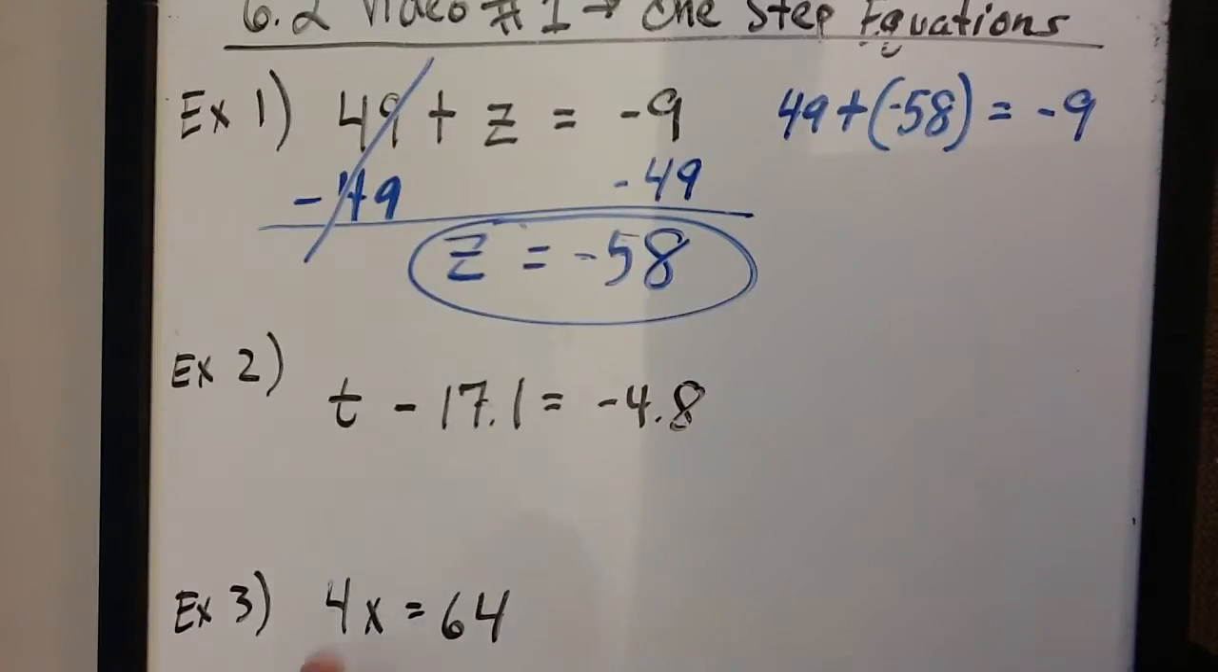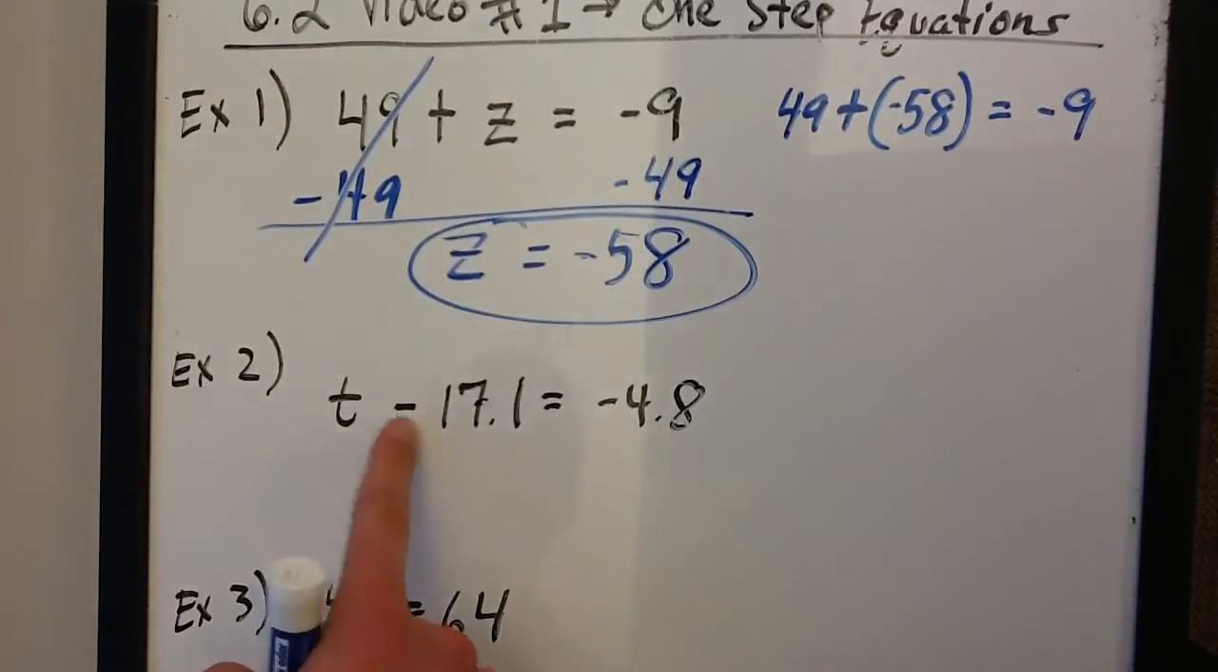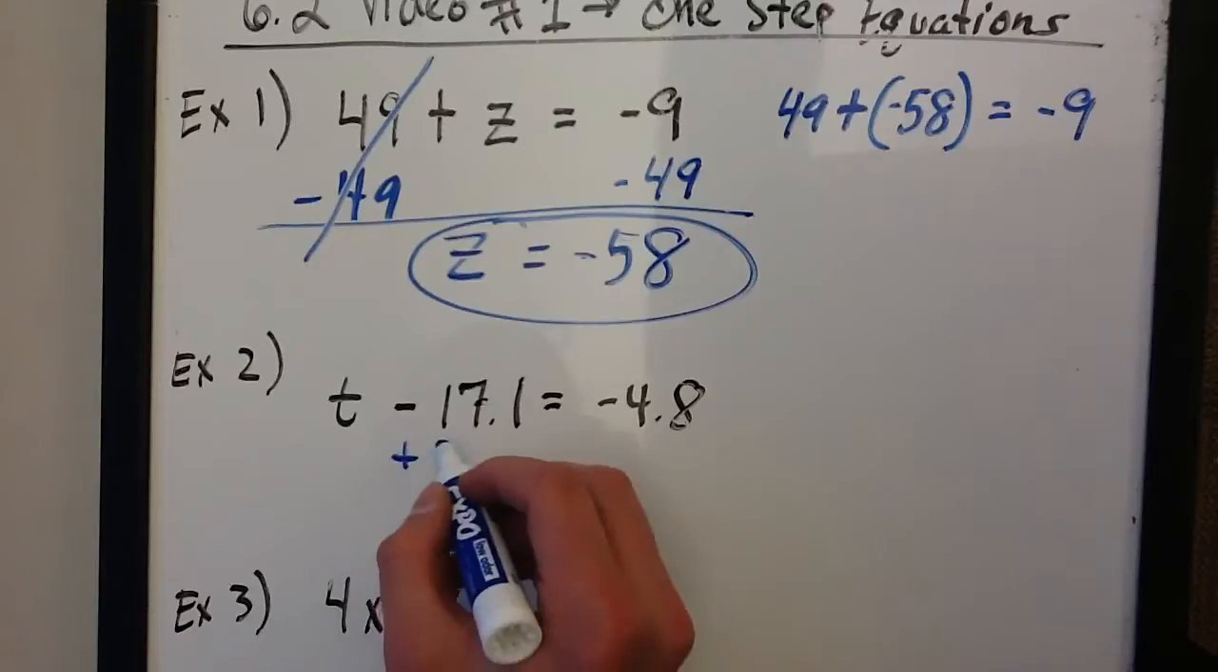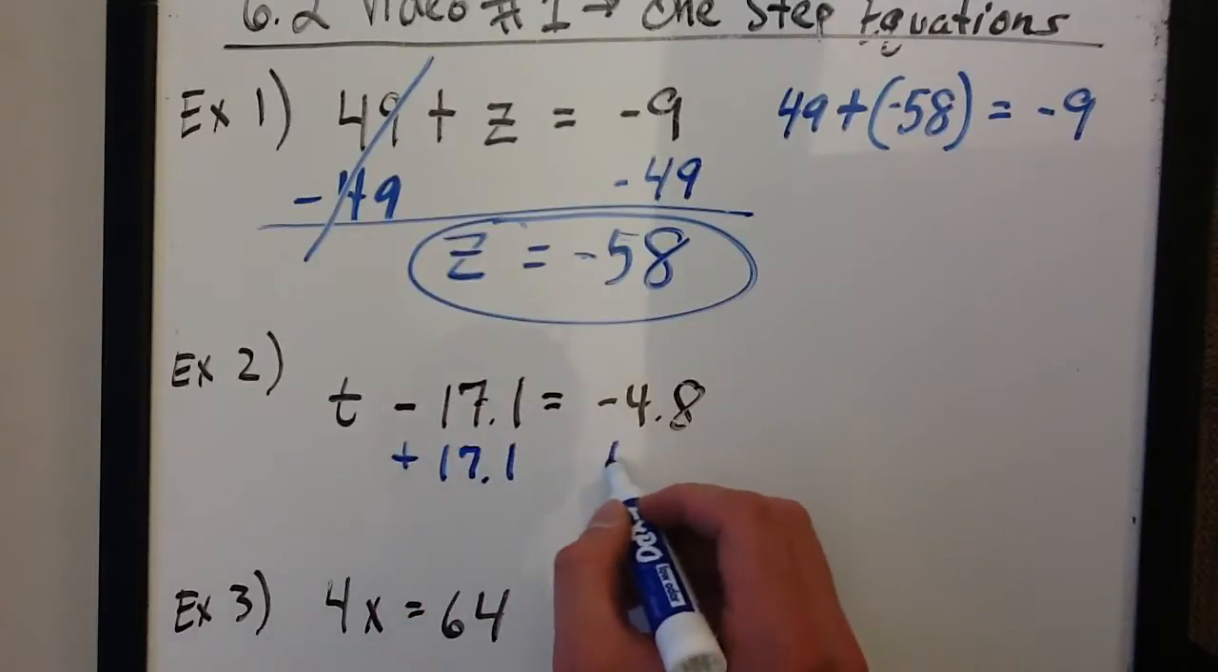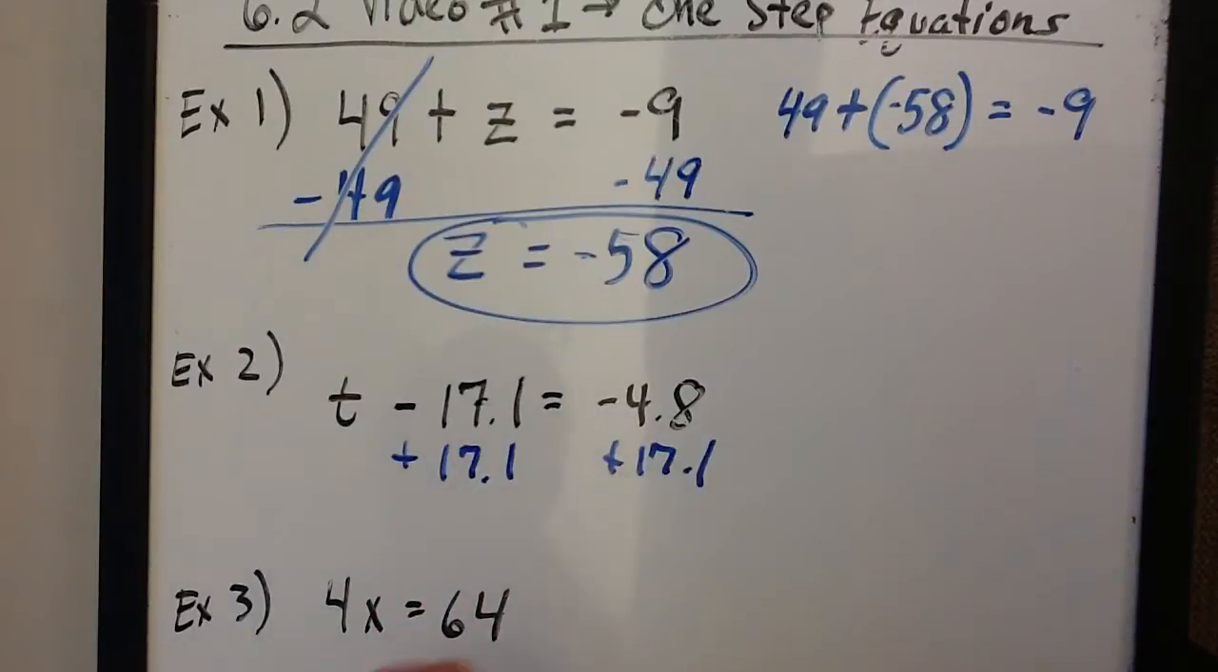Okay, so right now on the left side I have t minus 17.1. So I need to use the inverse operation of subtraction to move it to the other side. So what is the opposite of subtraction? You should say addition, right? So I need to add that number to both sides. Add 17.1 to both sides.